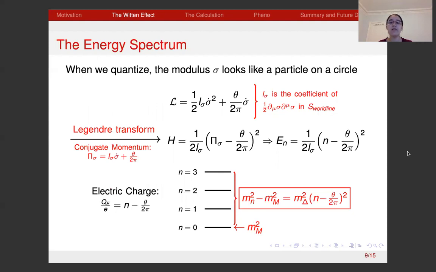So here we have the Lagrangian, we have a sigma dot squared kinetic term, as well as a theta sigma dot term. In order to get the energy of this, all we need to do is take the Legendre transform using the conjugate momentum to get the Hamiltonian, and then take the expectation value to get the energy. And what you can see is that this expression for the energy on the right depends on an integer n, as well as the value of theta in our theory. So we have a spectrum of dyonic states, which depend on this integer and on this value of theta, that we're going to want to integrate out in order to get a potential for the axion.